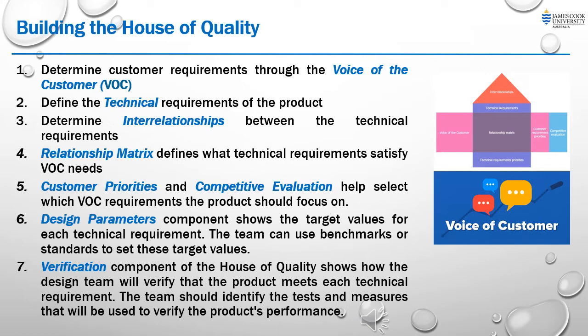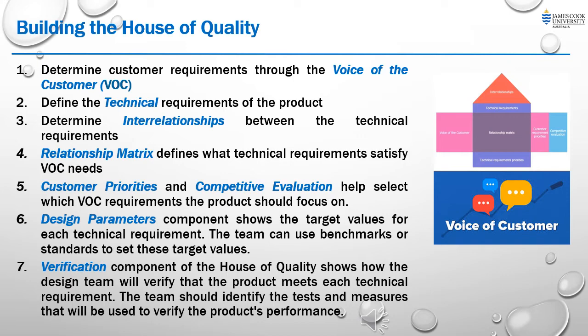And the last step, we have verification. This is the final component of the House of Quality. It shows how the design team will verify that the product meets each technical requirement. The team should identify the tests and measures that will be used to verify the product's performance.